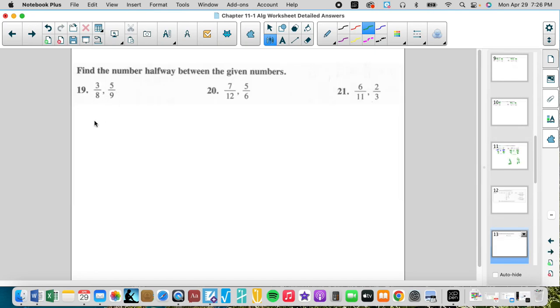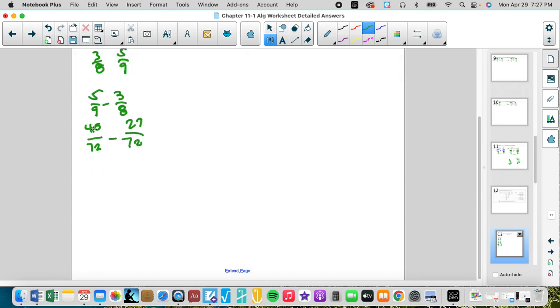So we have, right, you have 3/8 and 5/9. So if I want to find that gap, I'm going to subtract the smaller from the larger. So I'm going to do 5/9 minus 3/8. Let's make 72 as their common denominator. Whoops. And that's 8, so that's 40. That is 9, so that's 27. Subtract is going to give you 13/72.